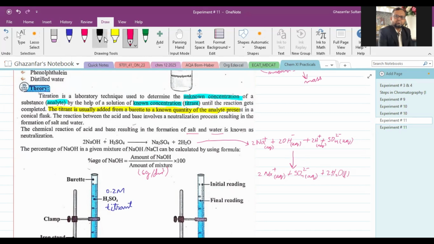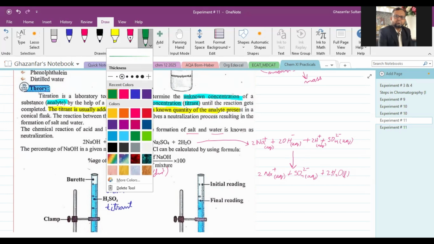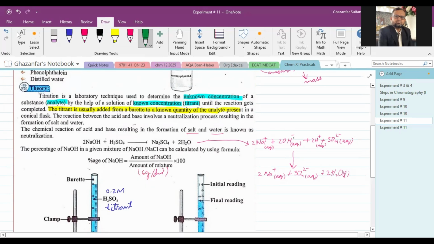So here, which component have changed their state? We see here that the components that have changed their state are hydroxide and hydrogen ions. But sodium ions and sulfate ions were in aqueous state before the reaction and even after the reaction. So there is no change, so we can cancel out sulfate and sodium.